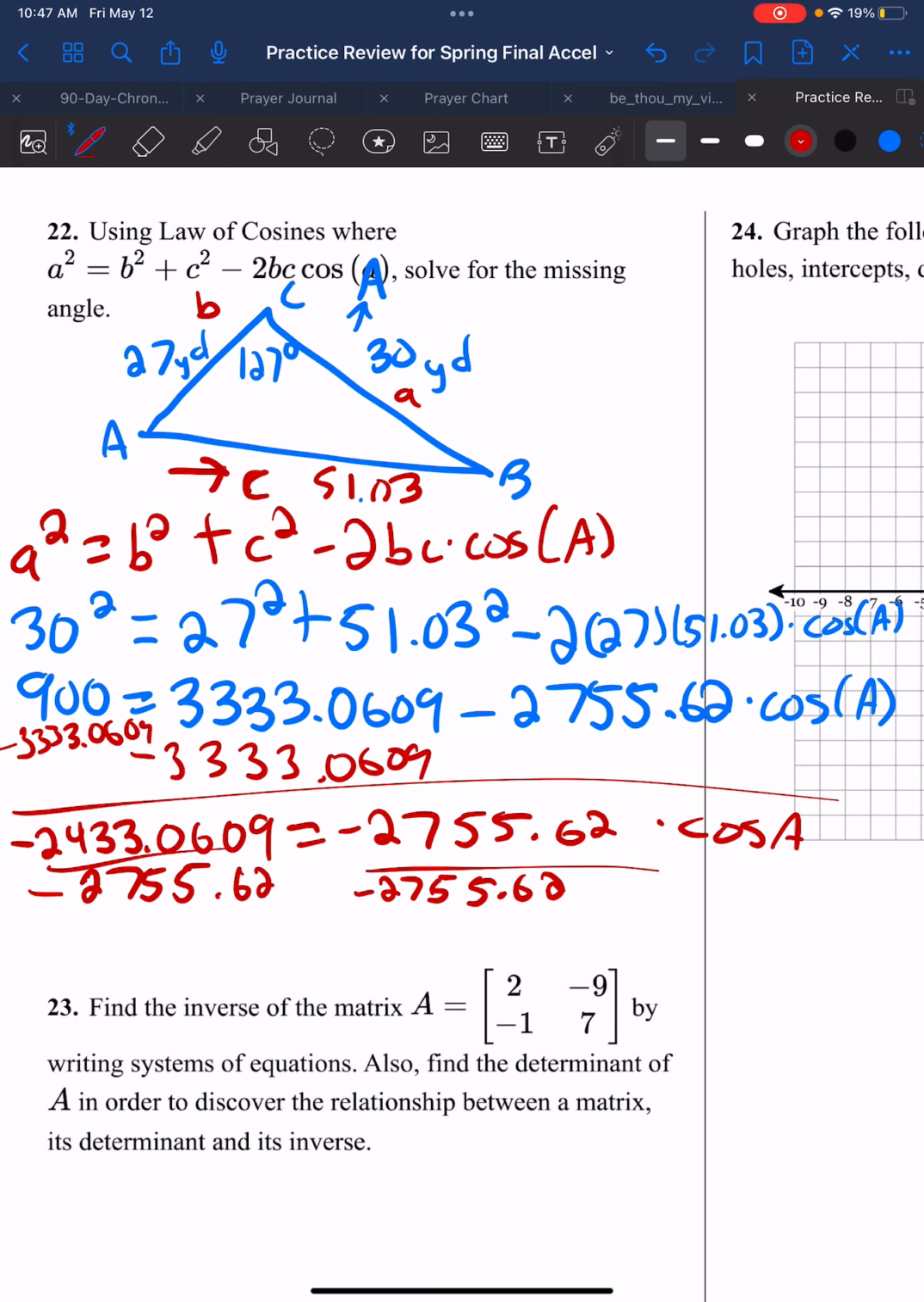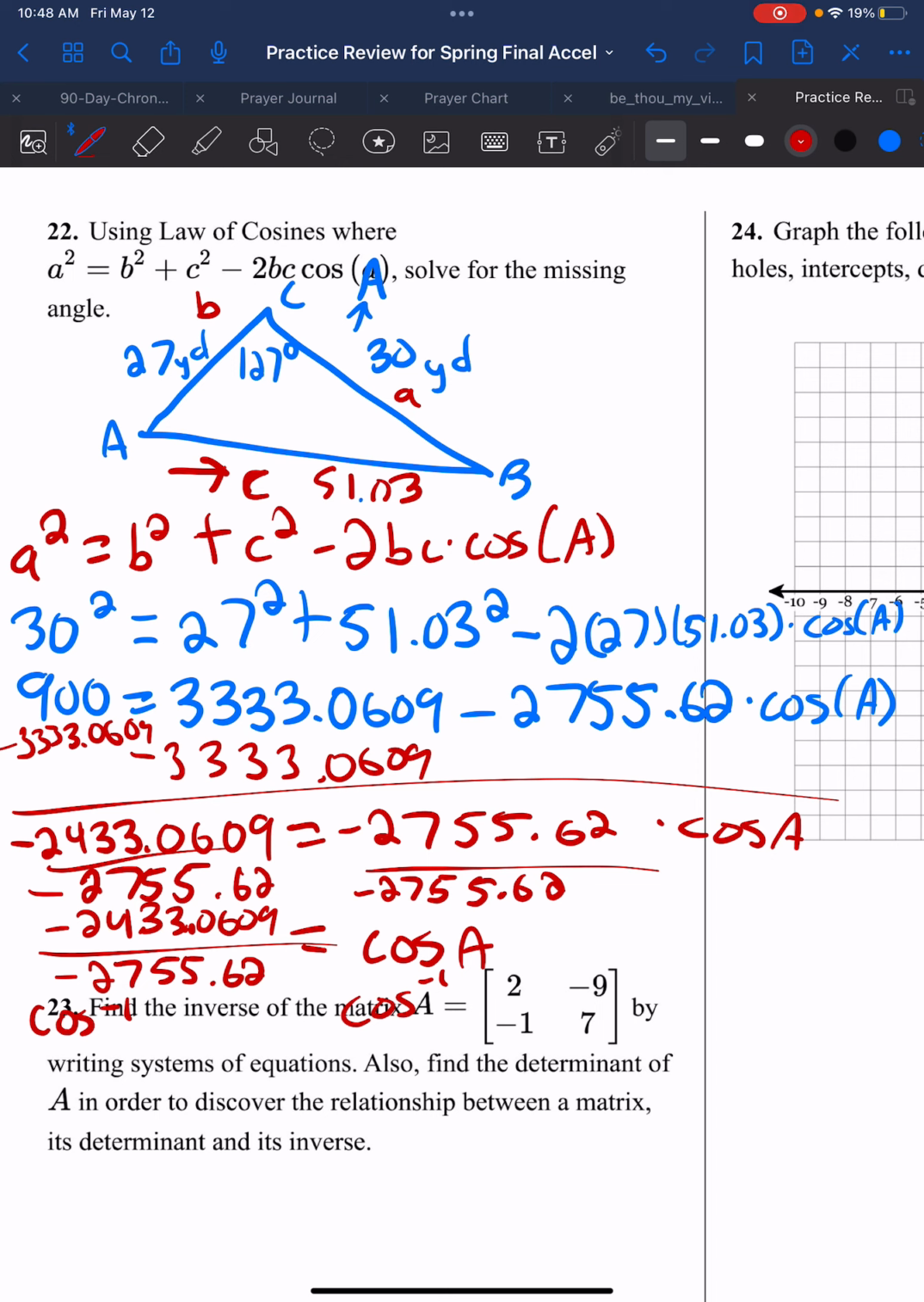So when I'm looking at this, I'm just going to divide this, 2433. Okay, and I'm just going to leave this as this fraction. I'm going to take the inverse cosine on both sides to get A by itself. So cosine inverse on both sides, and I'm going to get A.